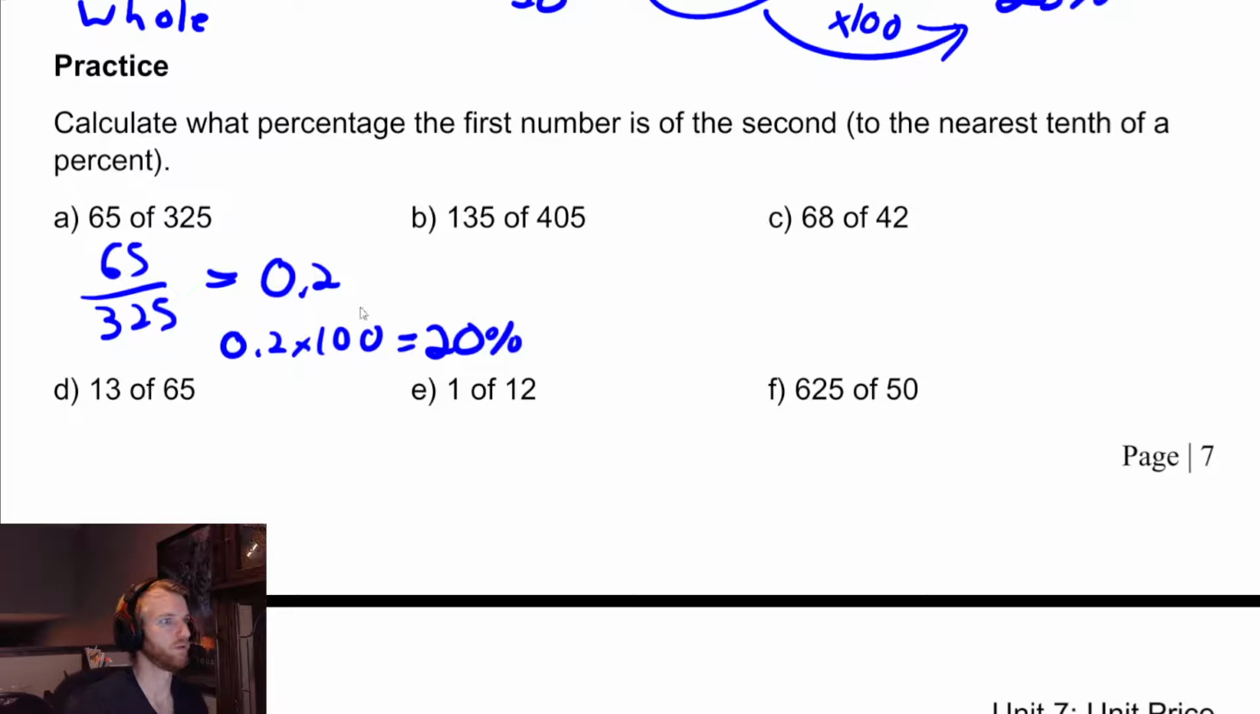Now, be careful that sometimes it says 625 of 50. You're going to be tempted to put the 50 on the top and the 625 on the bottom, but it's saying what percent is 625 of 50? This one is actually going to be more than 100%. It's actually going to be more like 1,000 some percent. So just be careful that it's not always the bigger number on the bottom. It just normally is. Just be careful of the way it's worded in the question.